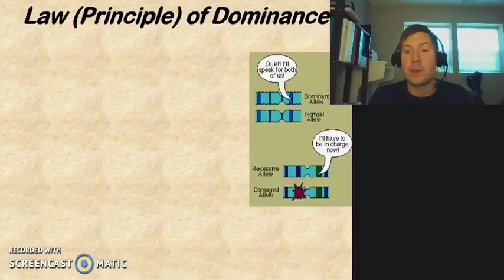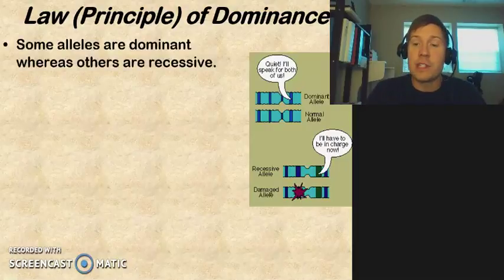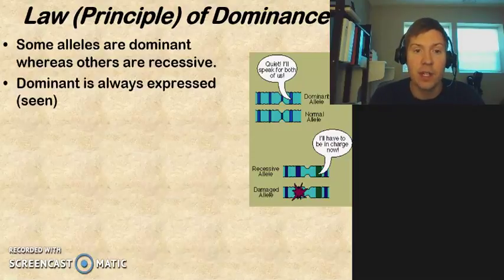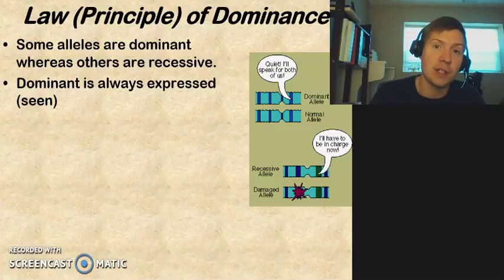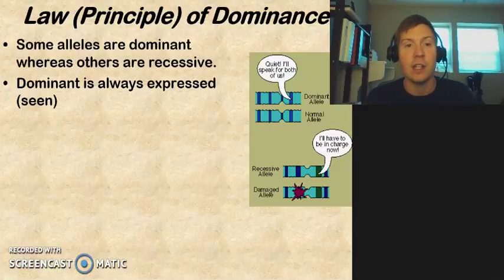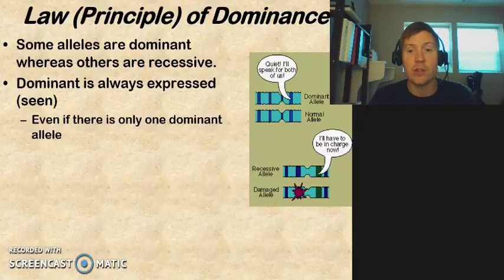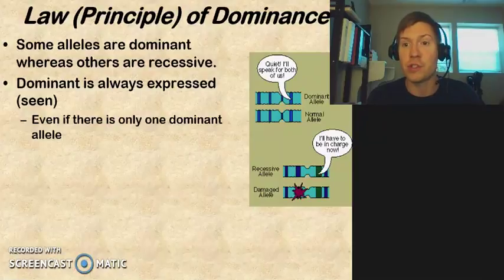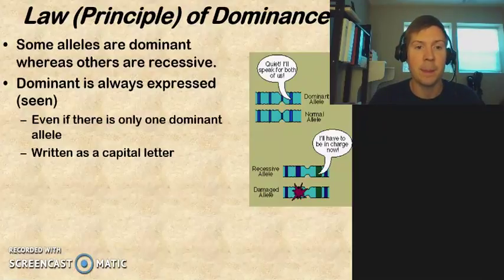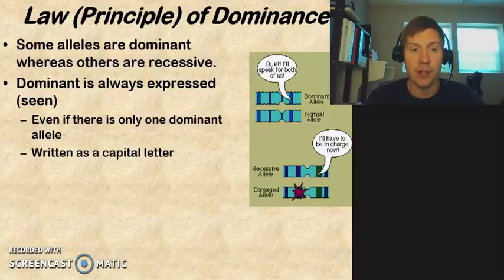Next law is the law or principle of dominance. What dominance means in genetics is which one covers up the other. So we say that some alleles are dominant and others are recessive. The dominant allele is always expressed or seen. So if you have one copy of the dominant allele and one copy of the recessive allele, the organism is going to show the dominant trait. Right? So even if there's only one dominant allele, it still looks just like it has the dominant trait. We usually write this as a capital letter. It's usually the first letter of the dominant trait that controls what letter of the alphabet it is.